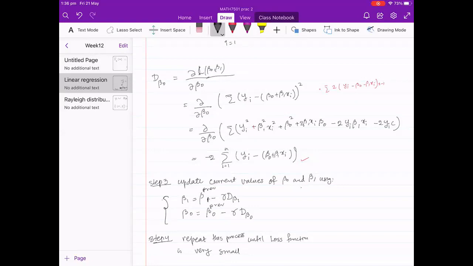Any questions? Why would it converge slowly when the loss is small? Okay, that makes sense.